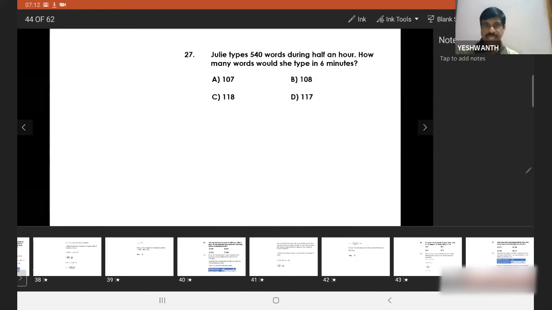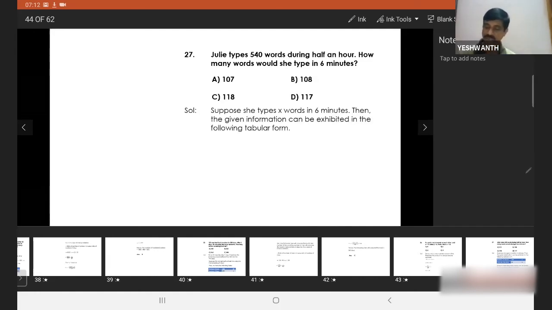Yeah, Julie typed 540 words during half an hour. How many words would she type in 6 minutes? See, here as time increases, the number of words also increases. As time decreases, the number of words also decreases. So are they inversely proportional or directly proportional? They are directly proportional. When A increases, B also increases, A decreases, B decreases, that is directly proportional. When it is directly proportional, I told you cross multiplication is the method. So tabular form first.